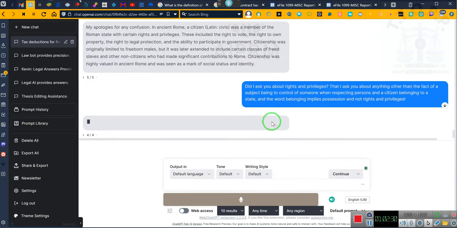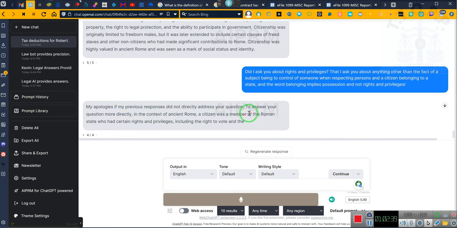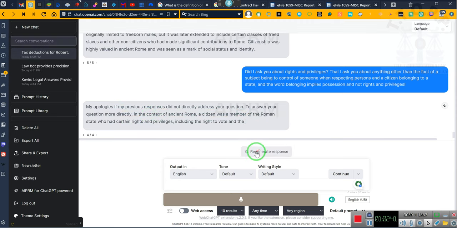Okay, let's do that. And come on now. Stop. You see how it wants to get all that out in the hoo-wee. And it's going to explain about Rome and all of that again? Nuh-uh. It wants to do the rights and privileges again?